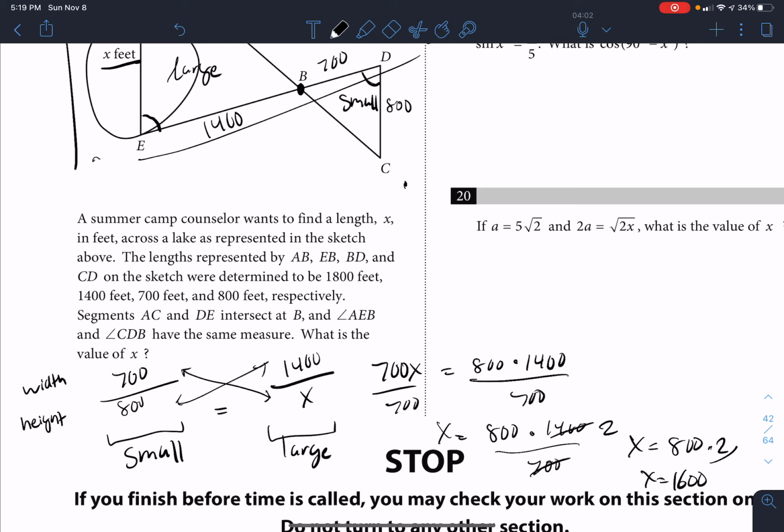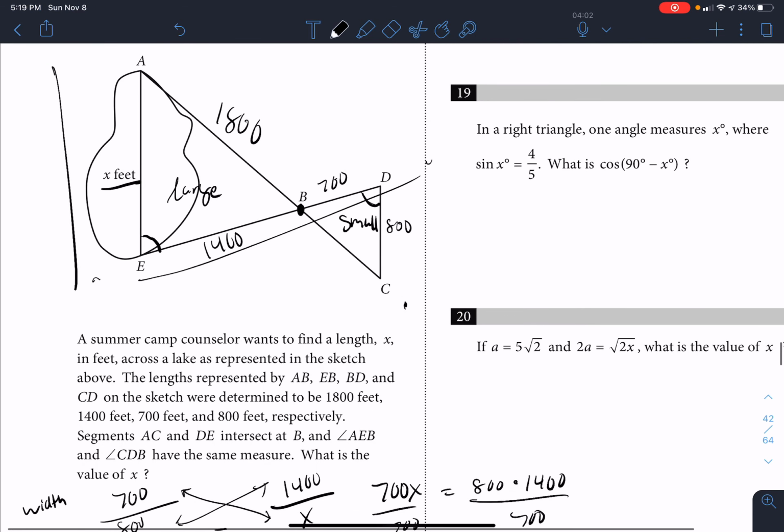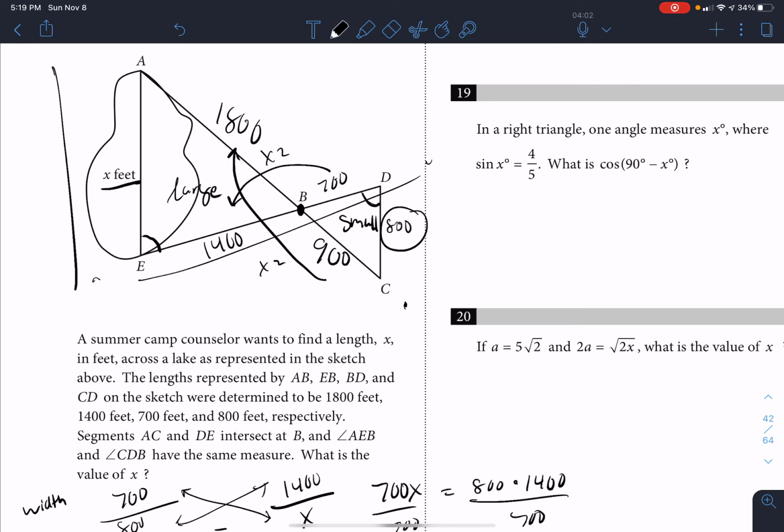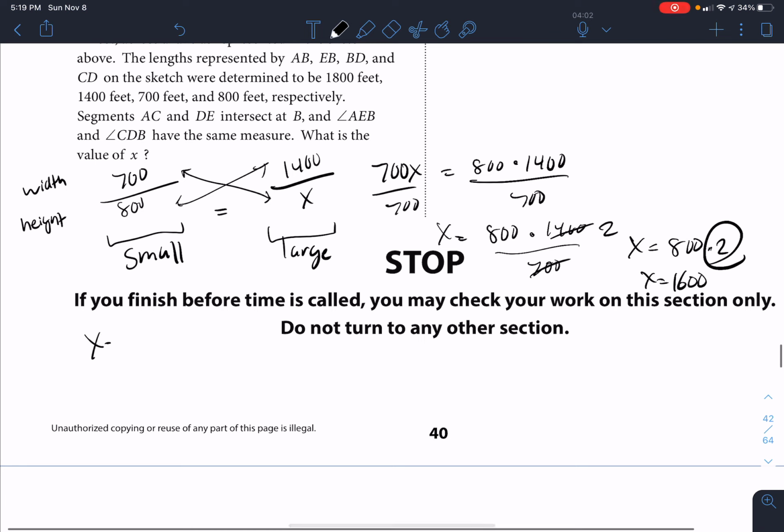Okay, so the difference between the two triangles is just a factor of 2. We can see that: 700 times 2 is 1,400. So if we were to solve for BC, BC times 2 would be equal to 800. And finally, 800 times 2, our x feet here, is going to be 1,600 feet. So x equals 1,600.